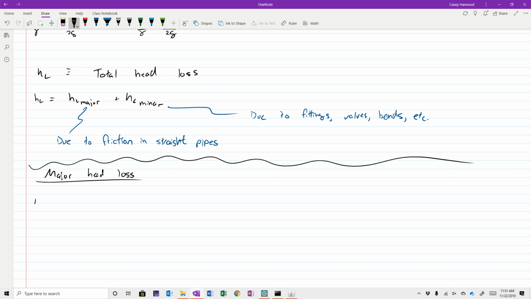So in a horizontal fully developed pipe flow, we're going to allow this to be turbulent or laminar, doesn't matter.